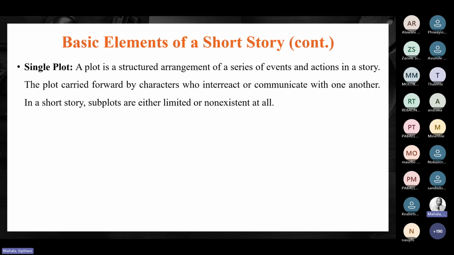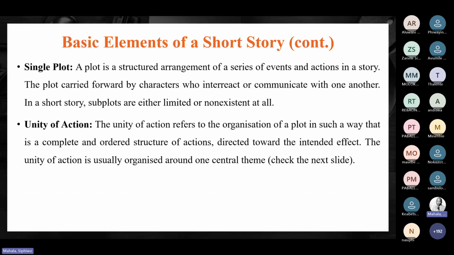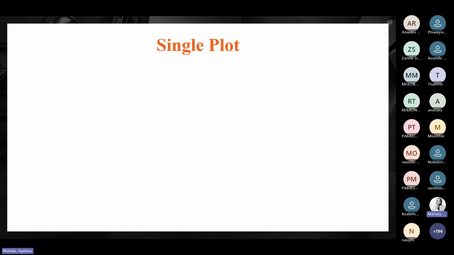And of course, we spoke about single plot, that single plot and unity of action are related factors. That the story doesn't branch away a lot. It is clear where it's going. Similarly, unity of action is about the organization of the story, that it is focused, organized around one central theme.